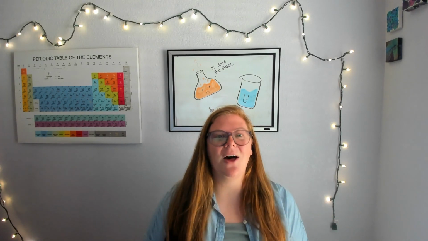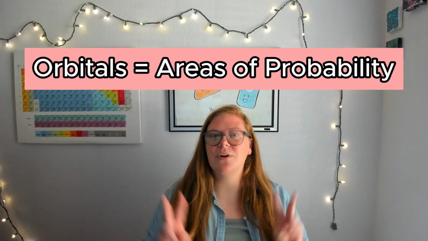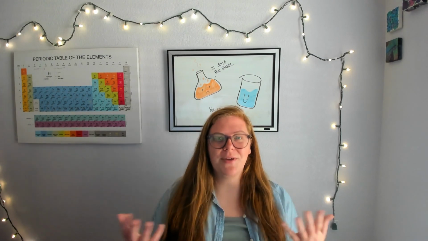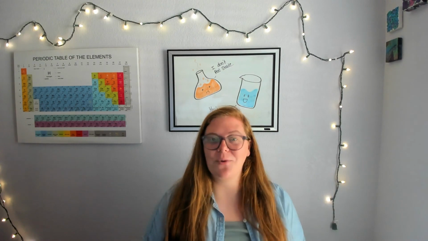And this is how we think about electrons and their energy levels. Each energy level has orbitals, or areas of probability. Like the aisle in the grocery store, this is where our electrons are most likely to be. But again, there can be electrons in some random one-off spot that we didn't expect.